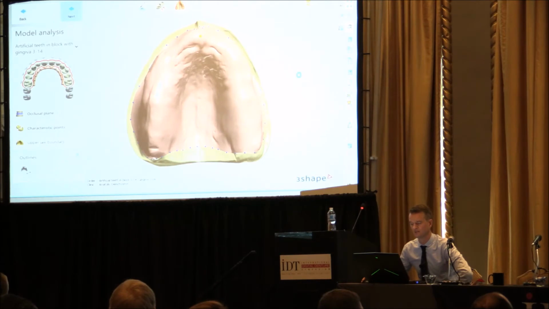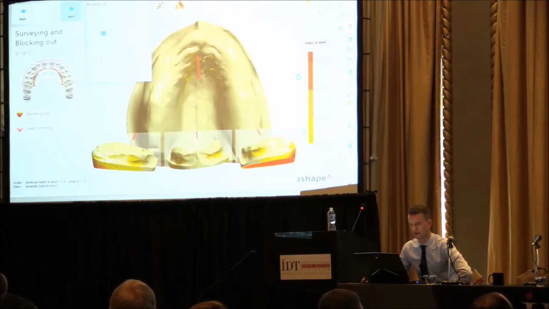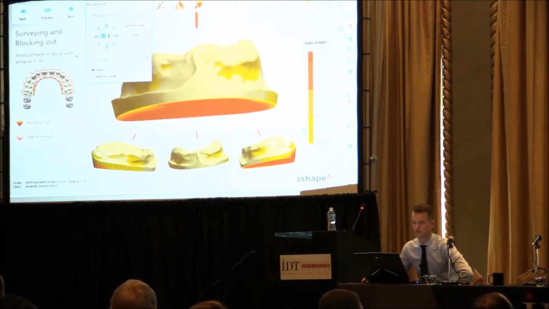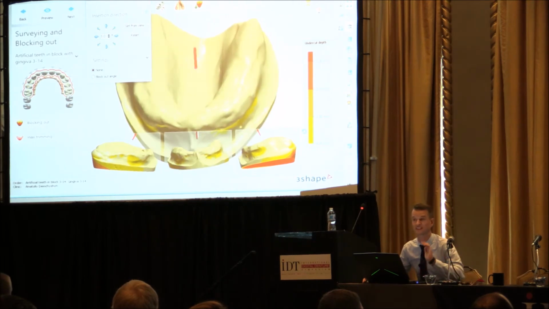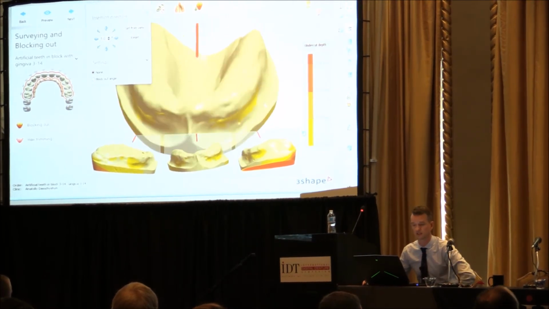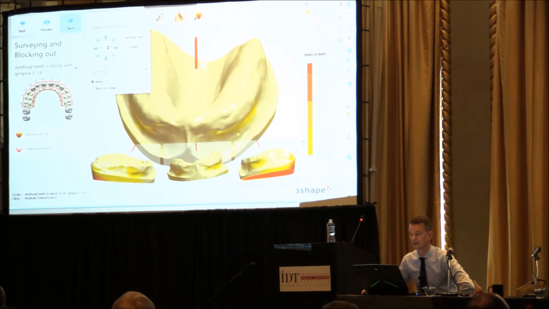The next step here is where we do the insertion direction or survey and block out. So here I can basically set the insertion direction, so I can change this insertion direction with a single click and do the block out. So really fast and easy. I can do wax trimming.